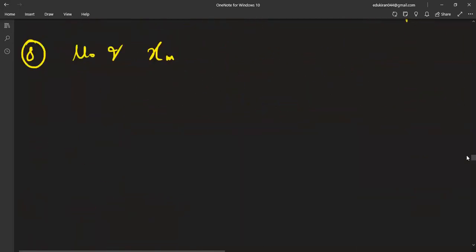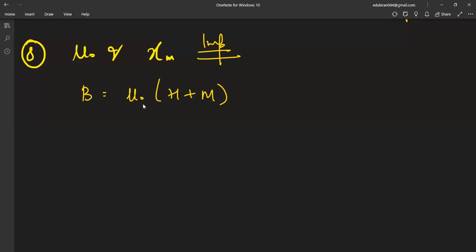This is magnetic susceptibility. See, there is a relation which you have to remember between mu naught and chi m. This relation comes as a derivation. This is important. It comes as a separate 3-marker also. Magnetic field is what? This is mu naught times H plus M. Yes, we have seen this.